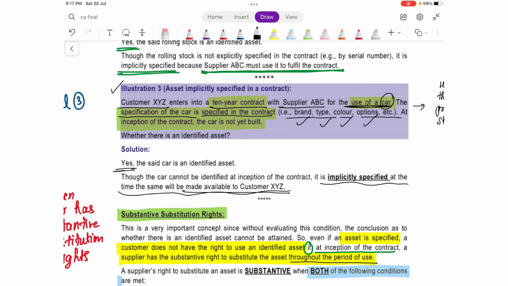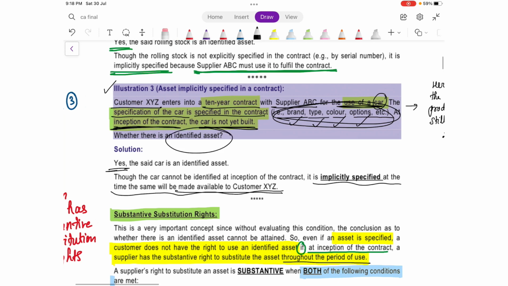Okay, and what they are telling you here is at the inception of the contract, the car was not even built. So if it is not built, you cannot explicitly say that that car only you are going to get. But since all other information about the car was given, by which you can easily identify that that is the car you are going to get for lease, here this becomes an identified asset.